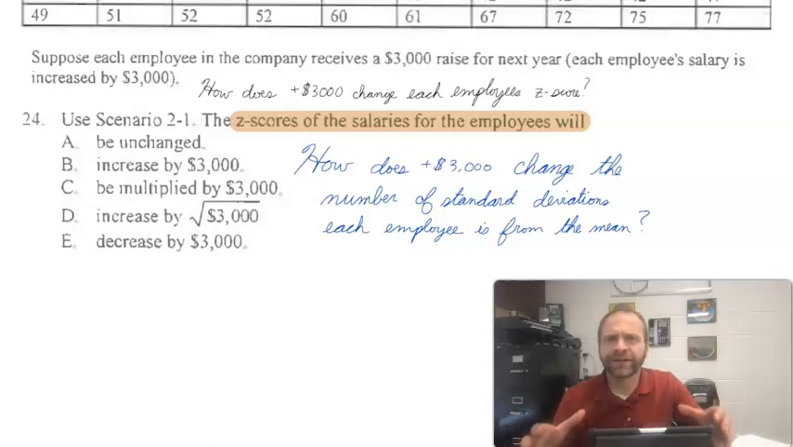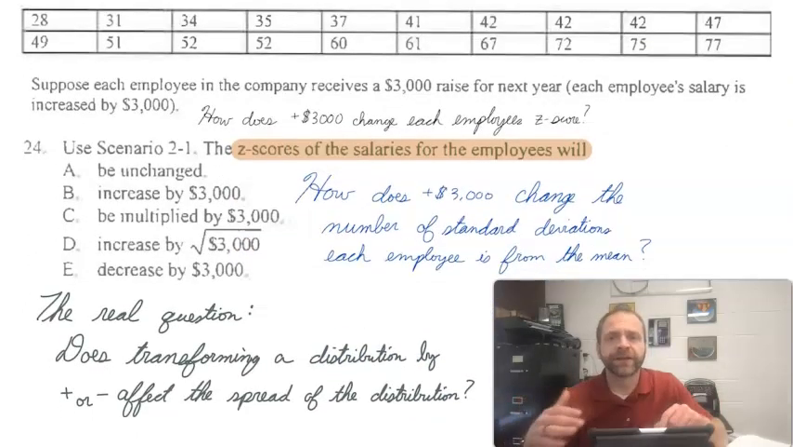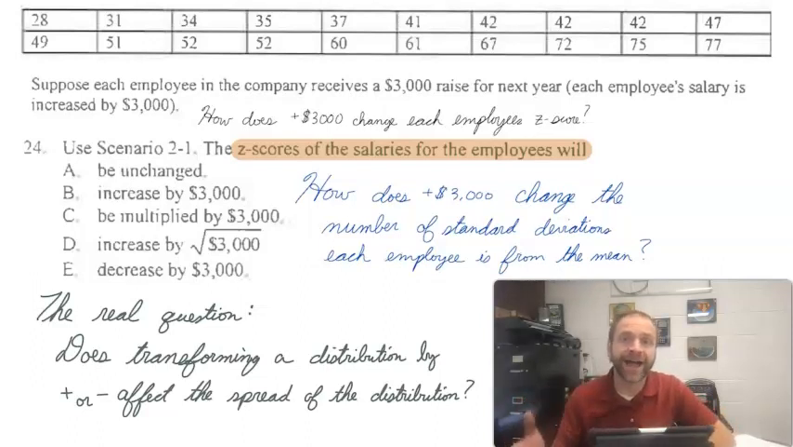We're really trying to figure out, how does addition affect spread? How does transforming data affect the spread of a distribution? So if I'm transforming by addition or subtraction, which is what's going on here, we are adding 3,000. How does that affect the spread? Now, keep this in mind. This should help you with question 23 as well.